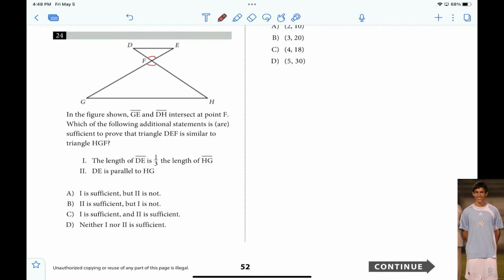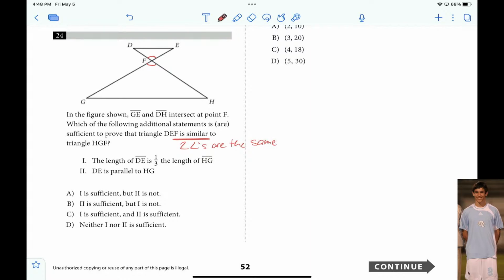Those are called vertical angles. Anytime you draw two lines that intersect, the angles opposite each other will always be the same. No matter what two lines you draw, the angles that are opposite each other will be the same. Always. So we know that. And again, to say that triangles are similar, we need to say that at least two angles are the same. If you remember our proofs, it's the angle-angle theorem.